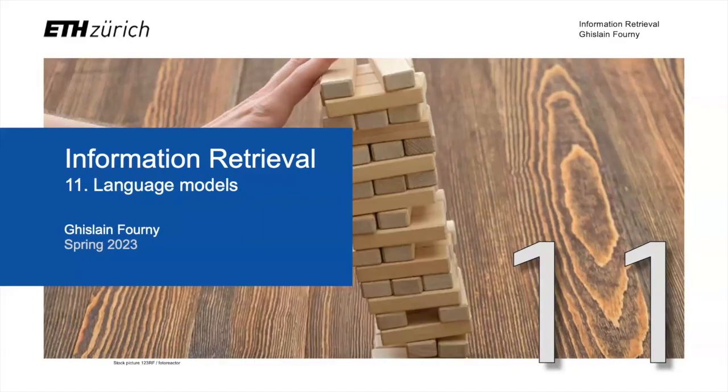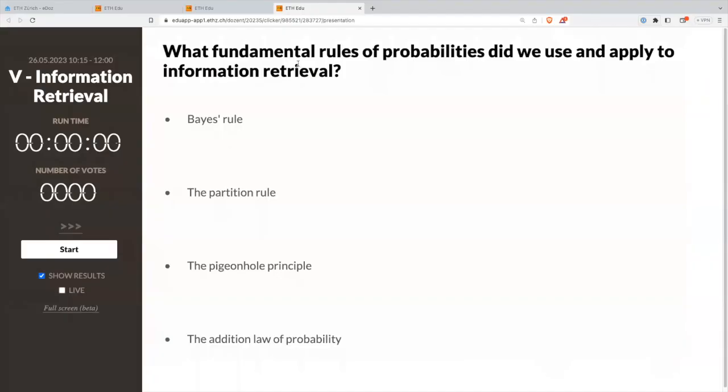I have a question for you that I will ask first. Simple one. There you go. Can you remember last week and the week before, what fundamental rules of probabilities did we use and apply to information retrieval? Bayes rule, partition rule, pigeonhole principle, the addition law of probability.